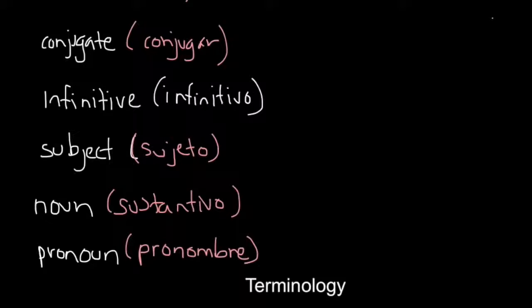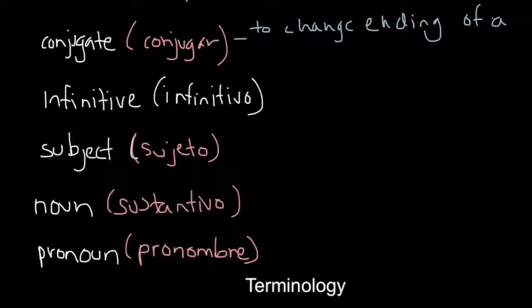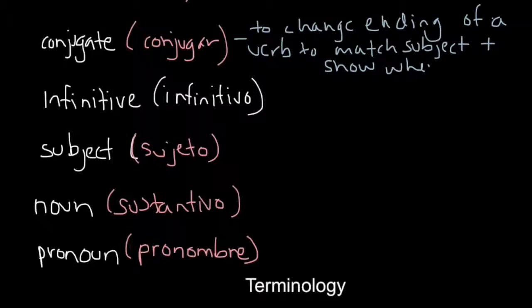Well, like I said, to conjugate something, that's when we're going to start talking about changing the verb, specifically changing the endings. So that way, the verb matches the subject of the sentence to tell who's doing the action, and it's going to tell us when they're doing the action, whether that's in the present, past, or future, or any other tense.